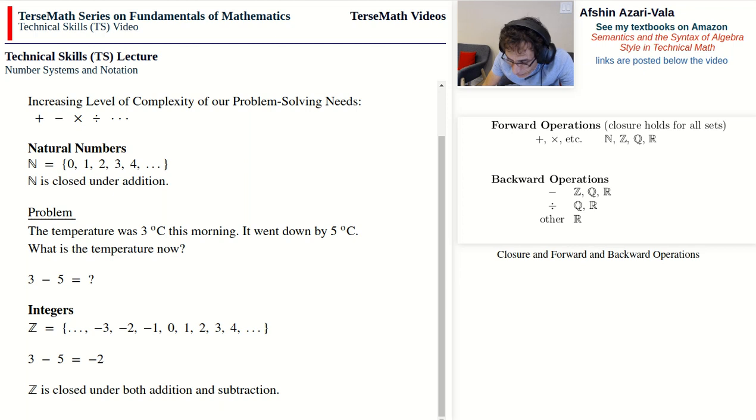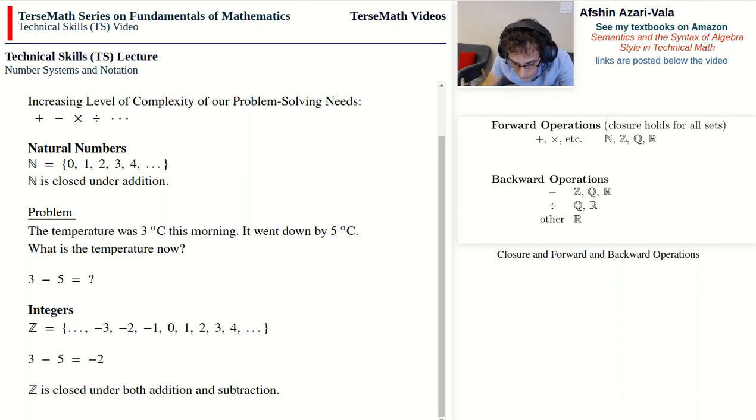And let me emphasize the point that I was just talking about, that for forward operations, addition, multiplication, and so on, we have no problem. All of our sets will be closed under addition. All of our sets will be closed under multiplication, and so on. With backward operations, we do have a bit of a problem.